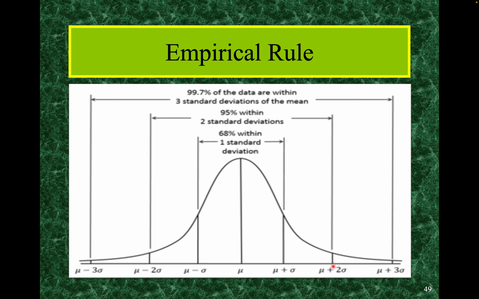For 2 SD, if you go plus and minus 2 SD from the mean, you are guaranteed that 95% of the data fall between that interval. And if you add and subtract three standard deviations from the mean, it tells you that 99.7% of all your data falls within that range. Okay, so that's simply the message of the empirical rule.